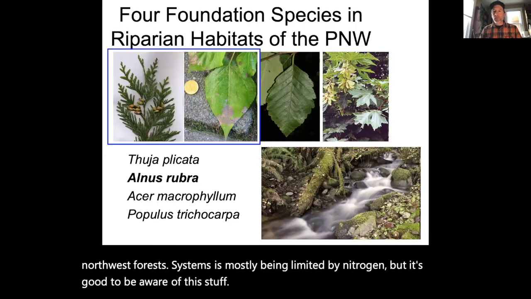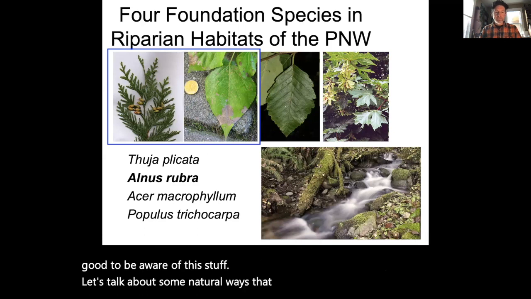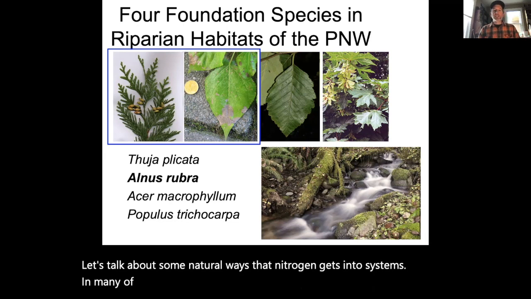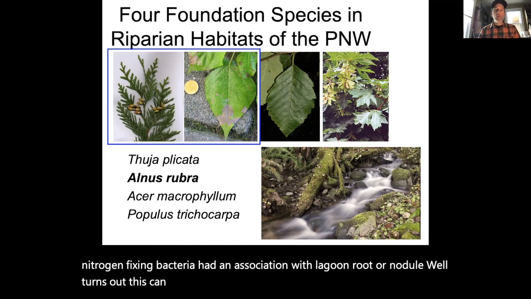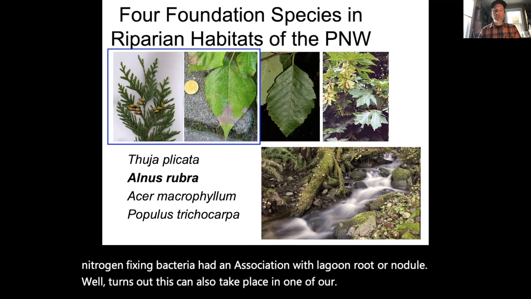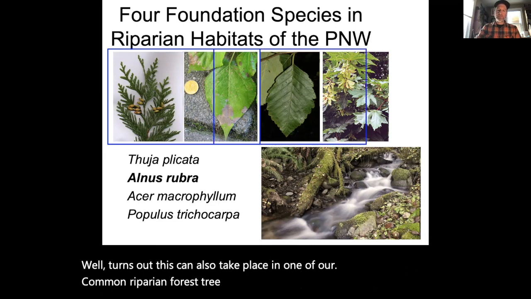Let's talk about some natural ways that nitrogen gets into systems. In many of the nitrogen cycles we just looked at, there was a step where nitrogen fixing bacteria had an association with a legume root or a nodule. Well, it turns out this can also take place in one of our common riparian forest tree species, red alder.